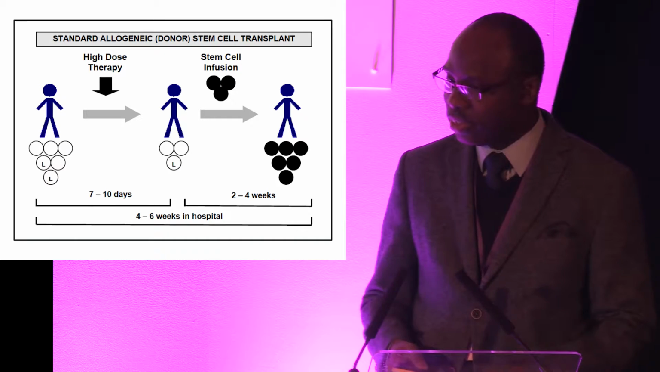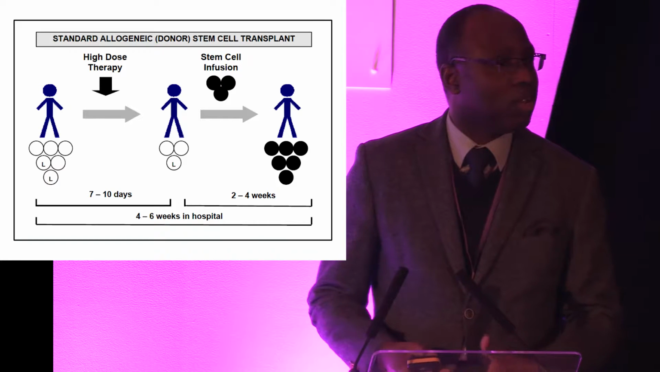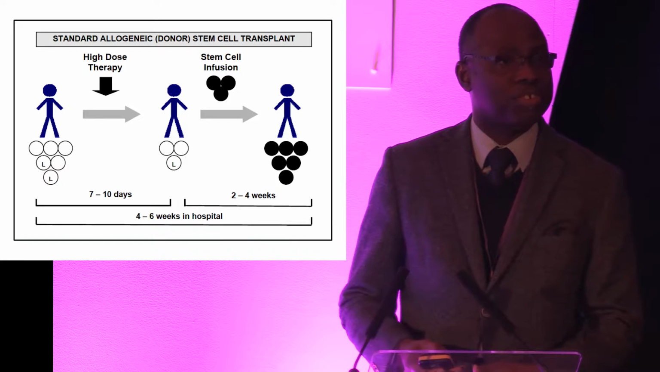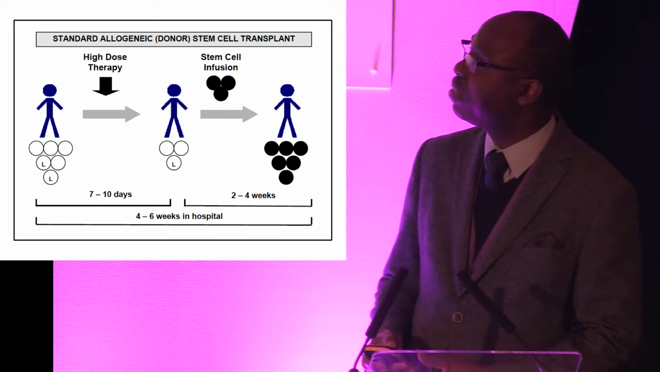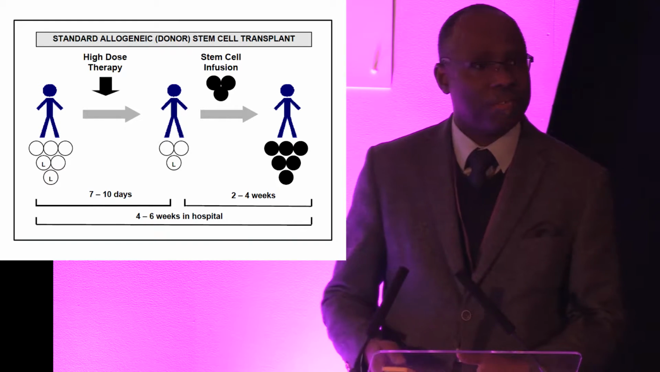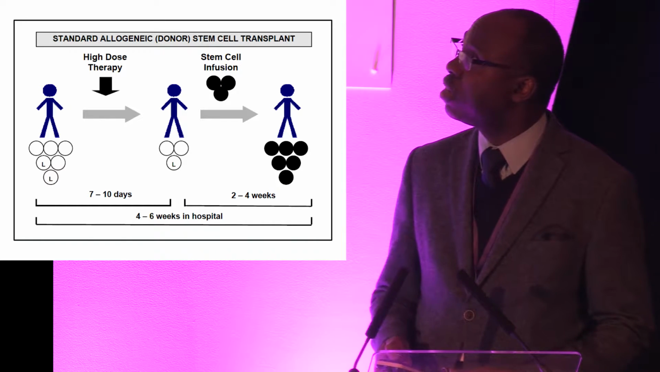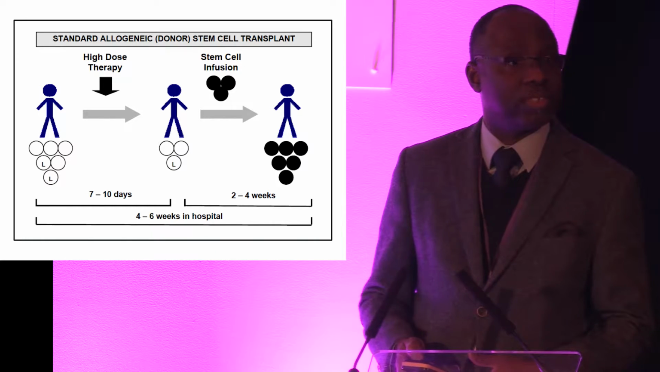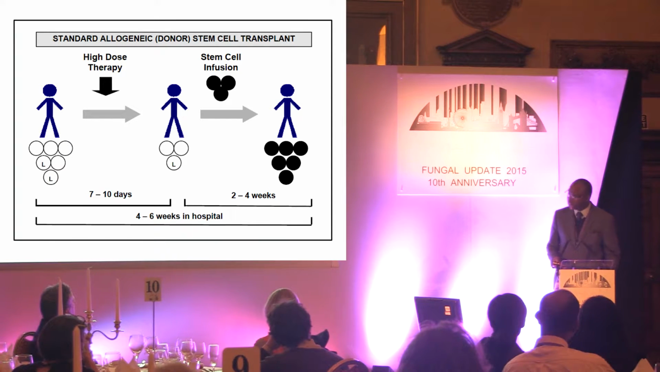And in the standard allogeneic setting, a patient might come to transplant with low-level, so-called minimal residual disease. We give high doses of chemo radiotherapy followed by stem cell infusion, and then they recover with the immune system of the donor. Most people are not young or fit enough to receive this kind of treatment, because this is restricted typically to people under the age of 35.